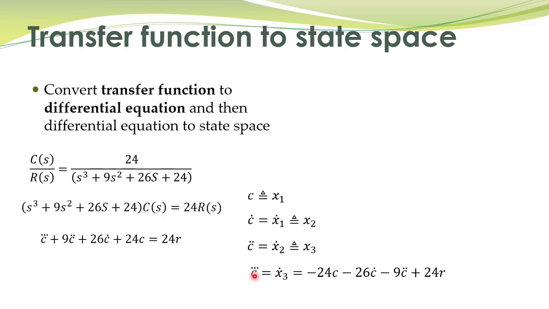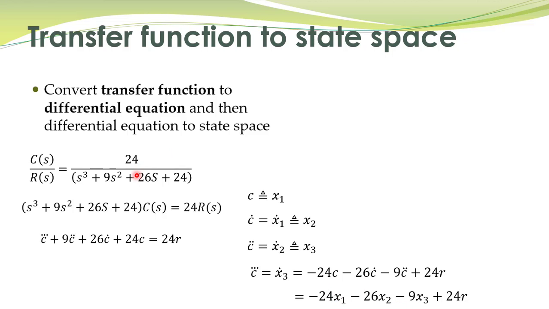And what will be x3 dot? x3 dot is equal to the third derivative of c with respect to time, and this third derivative of c can be easily read from over here, that is equal to minus 24c this term, minus 26c dot this term, and likewise the other terms. And now this c we have defined to be equal to x1, c dot we have given another name x2, and c double dot we have given another name x3. So we write this equation in terms of the newly defined variables, and that is given over here.